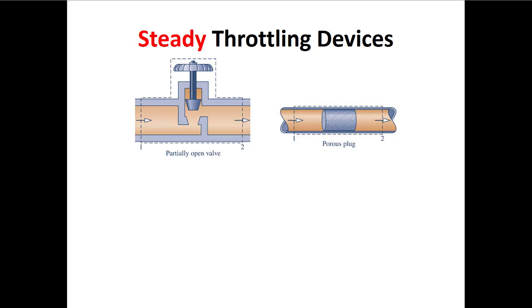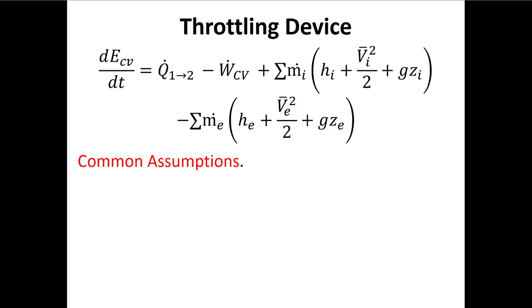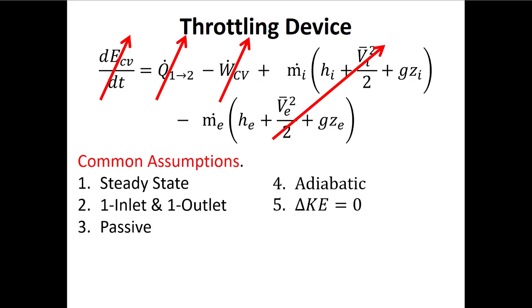So another thing that we might do is a throttling valve. You have these in air conditioners and refrigerators. Basically, it's a way to lower the pressure inside the system, right? So it reduces pressure. Throttling devices are not very exciting thermodynamically. They're at steady state. They're one inlet, one outlet. They're passive, so there's no power. They're adiabatic, so there's no heat transfer. There's no change in kinetic energy. There's no change in potential energy, right?